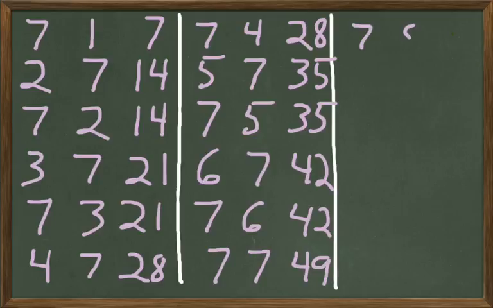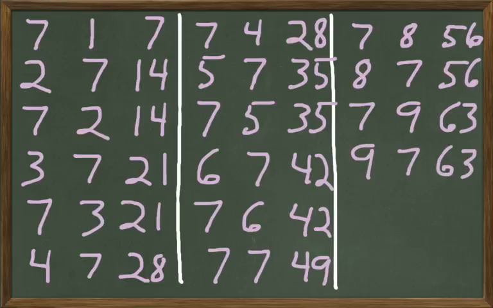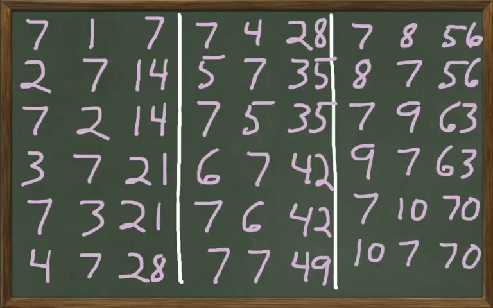Now 7 times 8, that is 56. Can you read my 6? 7 times 8 are 56. 8 times 7, lo and behold, are also 56. And then 7 times 9 are 63. And 9 times 7 are 63. 7 times 10 are 70. And 10 times 7 are also 70.